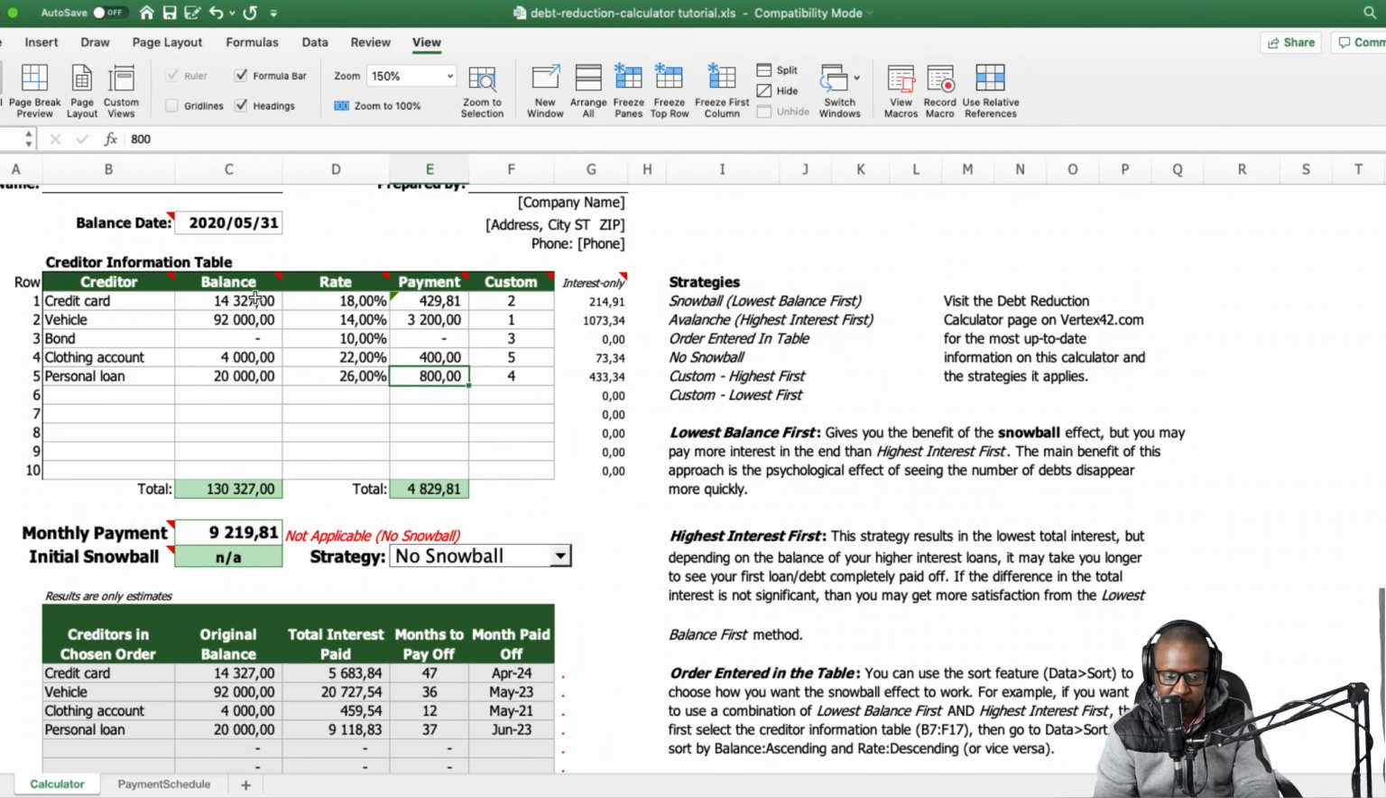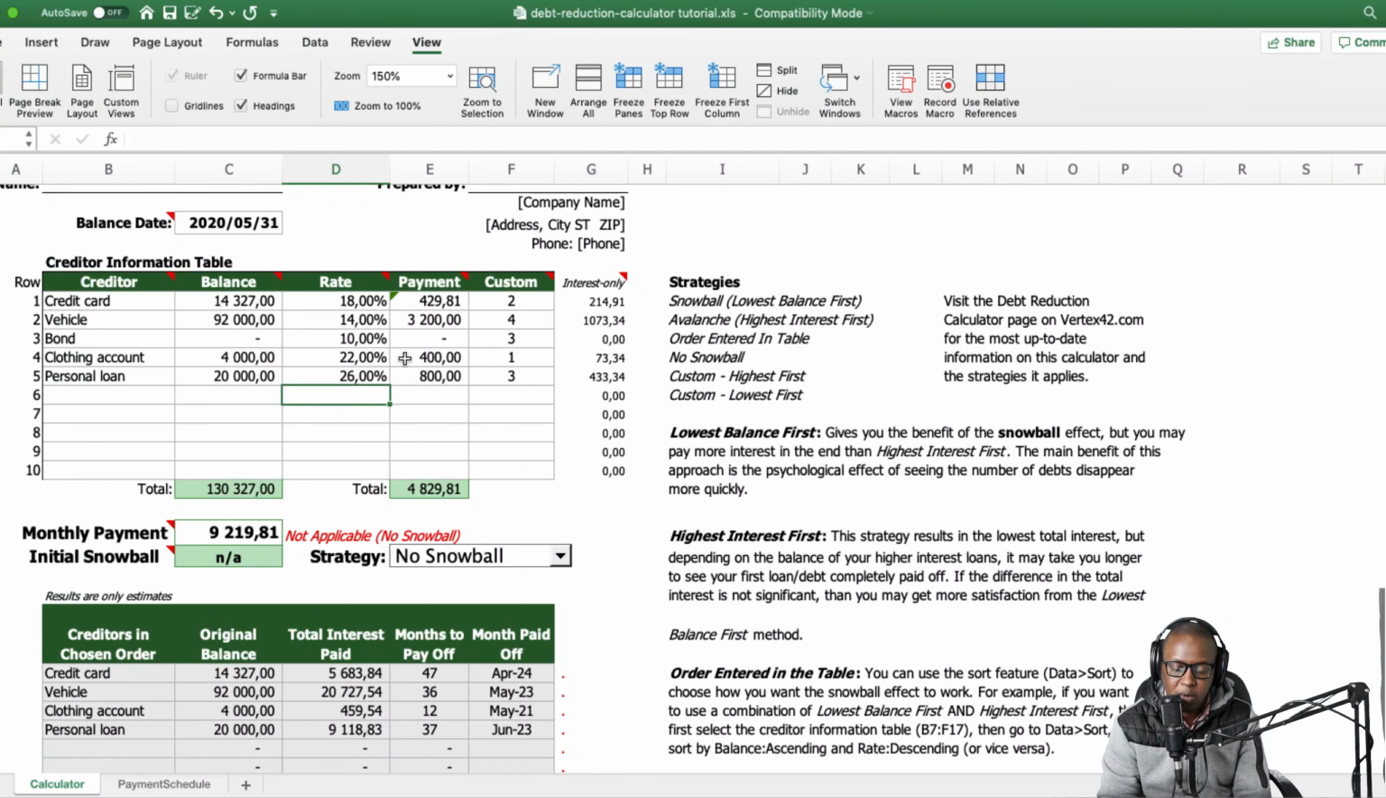If we look at this table here, our smallest debt is the clothing account. So if you were putting them in order, you're going to start with this one to pay off. Once you are finished with this one, you're going to move over to the credit card. From the credit card, you're going to move to your personal loan, and from your personal loan, you're going to finish off by paying your vehicle. Okay.